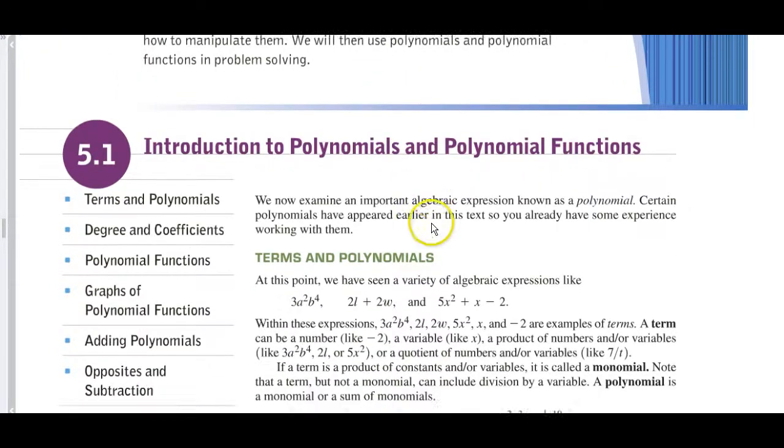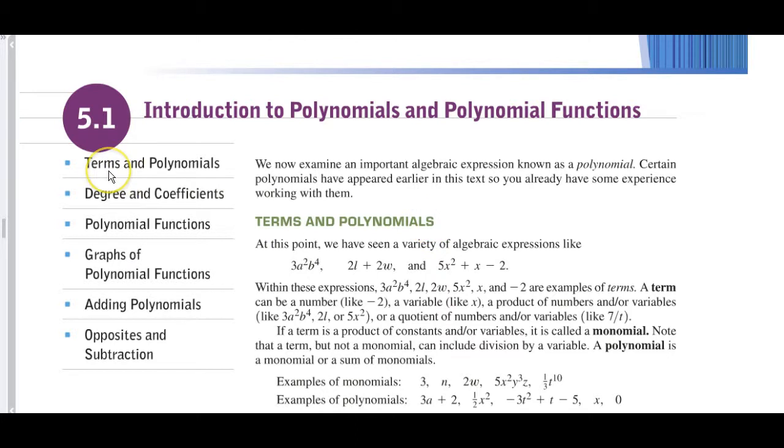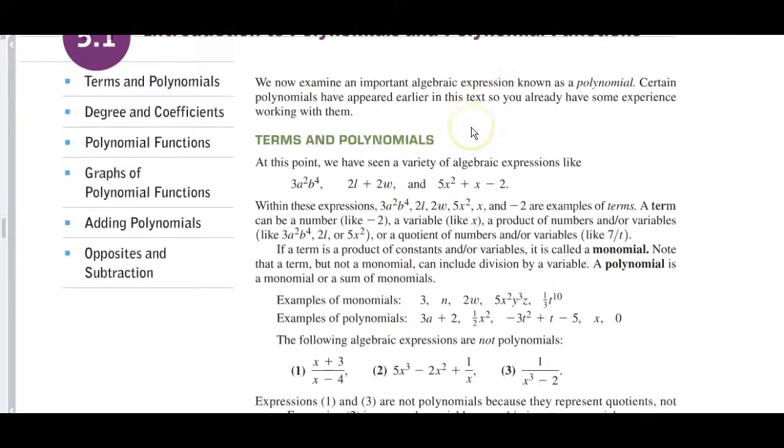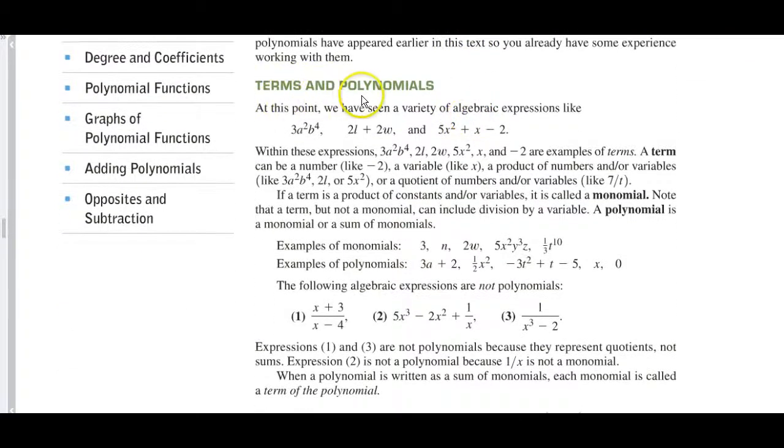So as we go on to topic 1, we'll look at terms and polynomials, degree and coefficients, polynomial functions, graphs of polynomial functions, adding polynomials, the opposites, and subtraction. Now, we don't usually cover this in Math 105, but I'm adding it to give you background. And if you need to review it, here it is. Terms and polynomials.